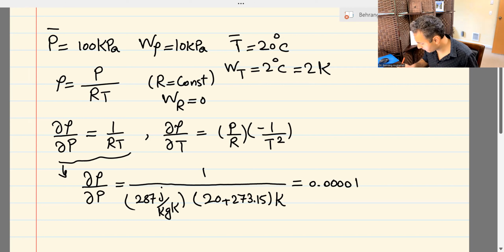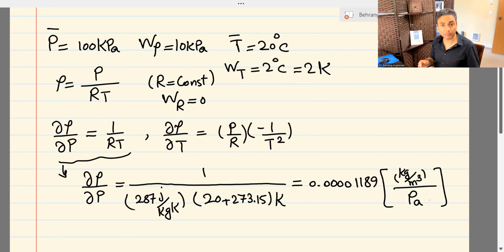0.00040, 1189, like this. And of course, this number has a unit. What's the unit of it? The unit would be the unit of density over the unit of pressure, basic SI units, because I even converted that kPa to Pascal when I calculated these values.